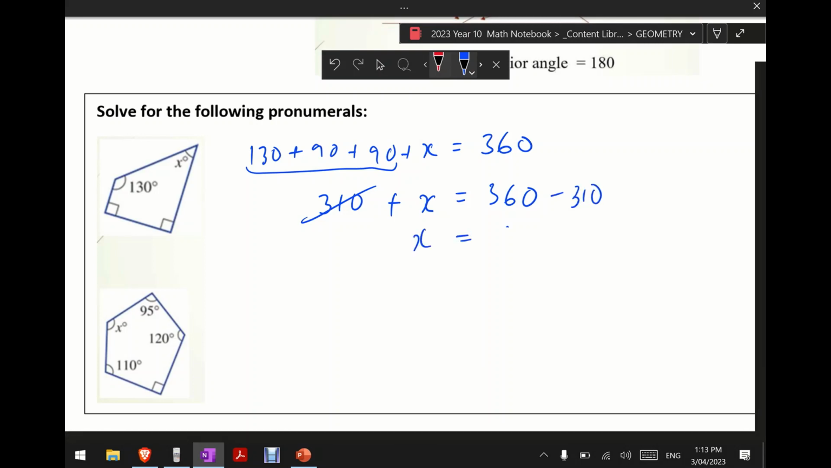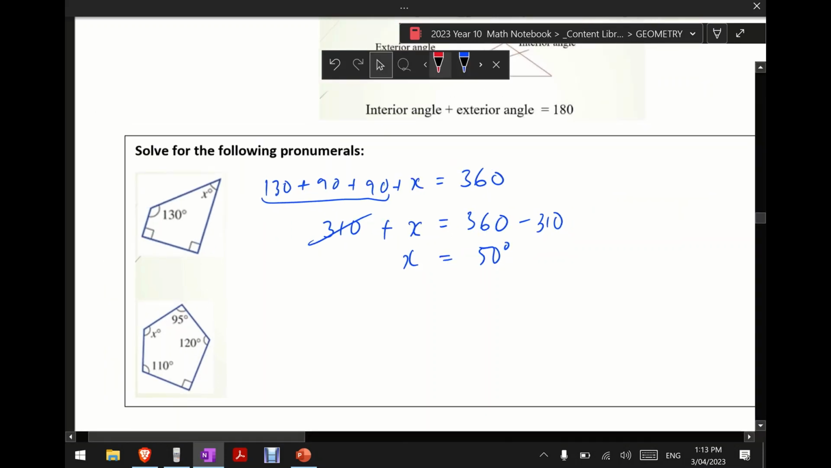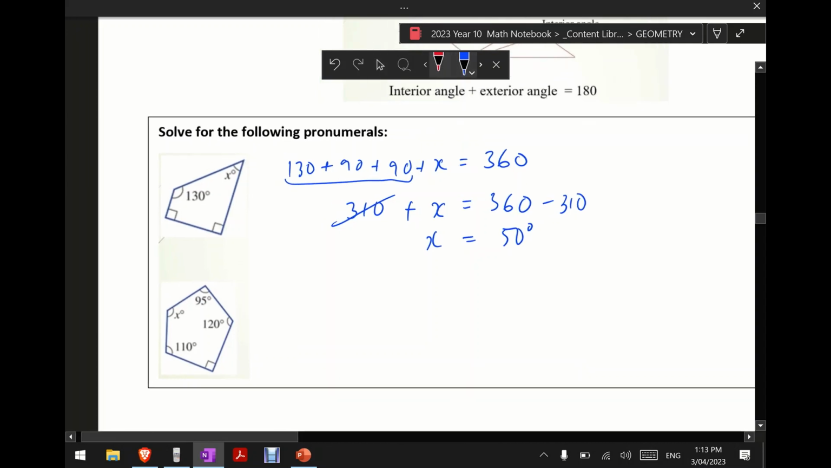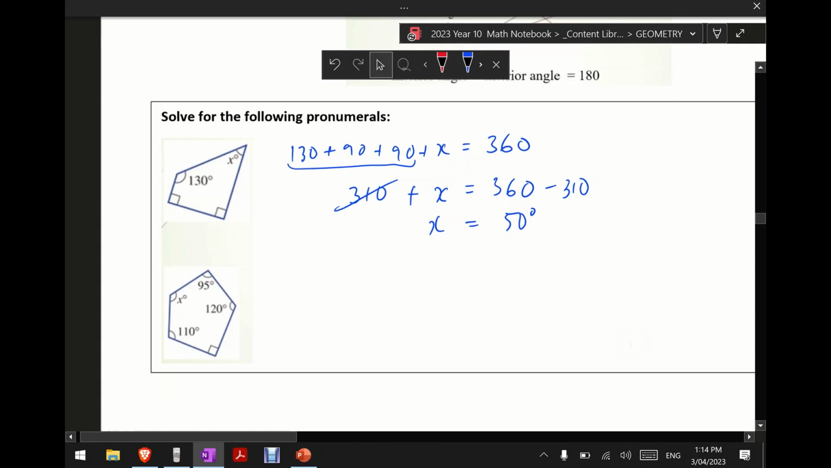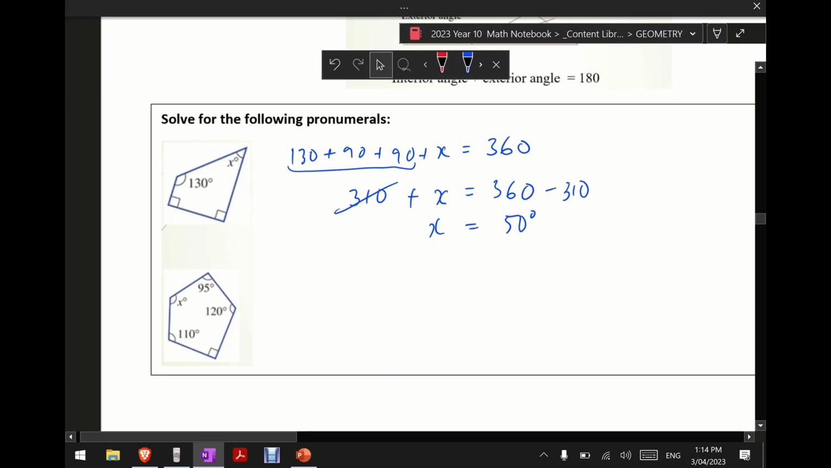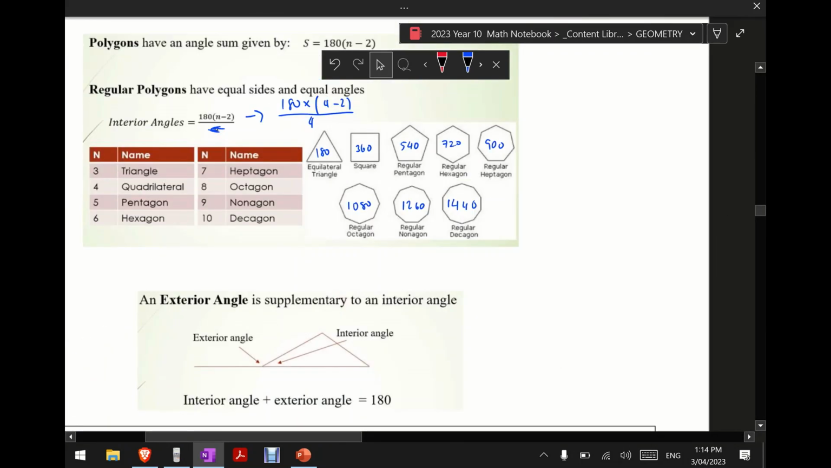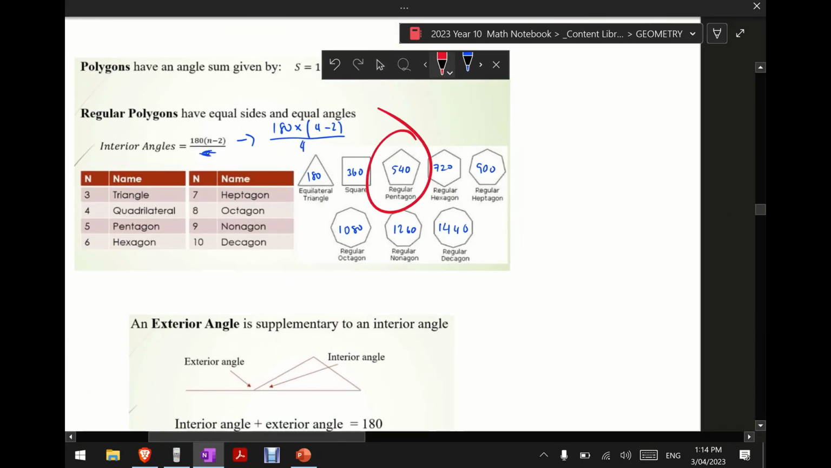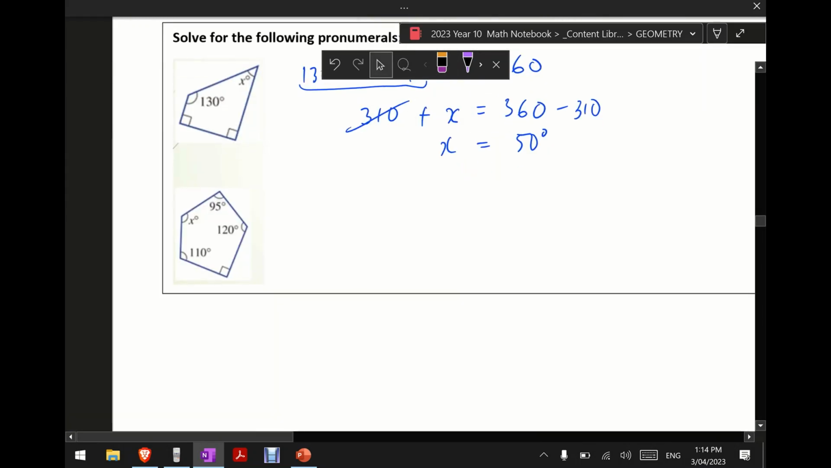So this is a 5-sided shape. 540. So just look which one has 5 sides. There you go, 540. All right, so let's use the 540. So it's going to be x plus 95 plus 120. What's this angle here, guys? 90, good. Plus 110 equals 540. Put all the numbers together, yeah? Use your calculator if you get confused. So that's 95 plus 120 plus 90 plus 110 equals 415.